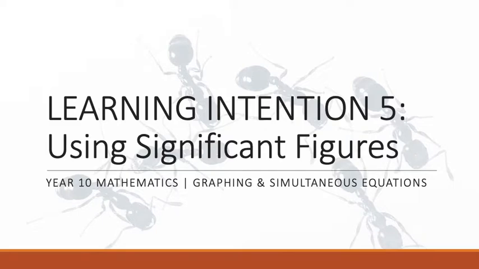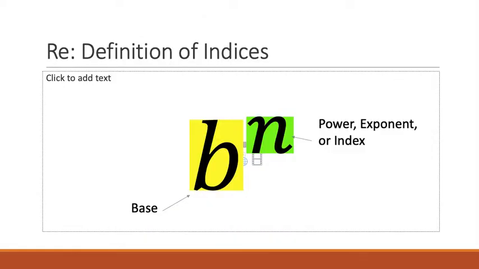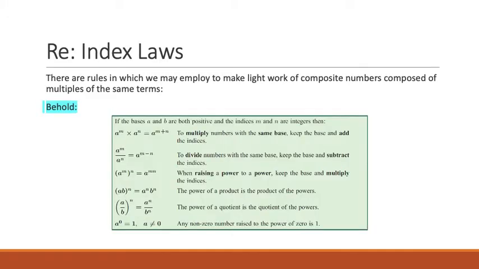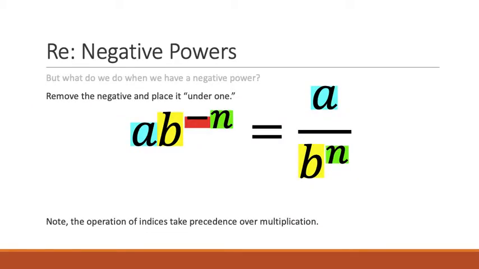So in the previous learning intentions, we've had a look at index notation, so a base raised to the power of n, and we looked at the rules that you can apply to deal with said numbers. In Learning Intention 2, we had a look at what happens when we've got a negative index. So what happens if we've got a base raised to a negative index? In this case, a times b to the power of negative n becomes a over b to the power of n.